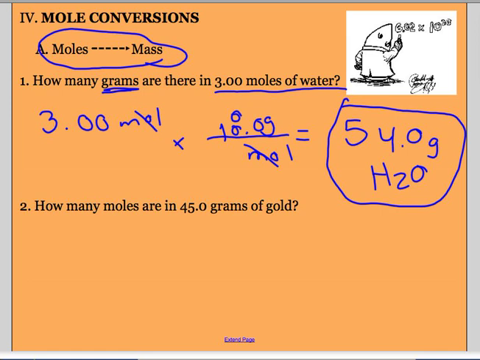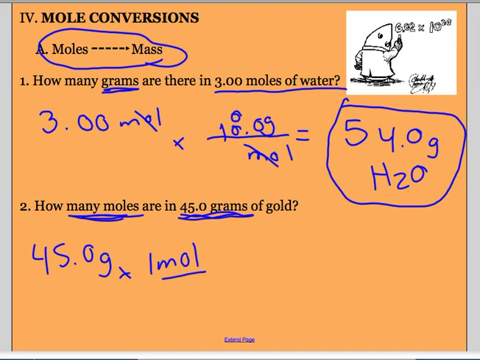Down here, number 2, it's also a mole to mass problem, because now we want moles, and we are given grams. This time we're looking at gold. So again, you always start with what they give you, 45 grams. We're going to make a little thing here.